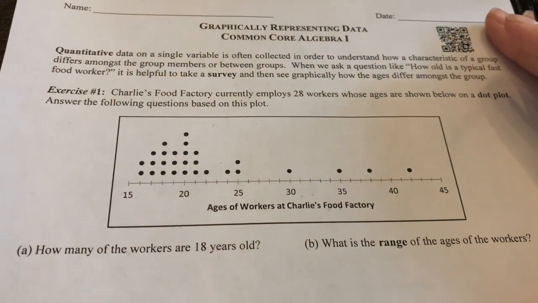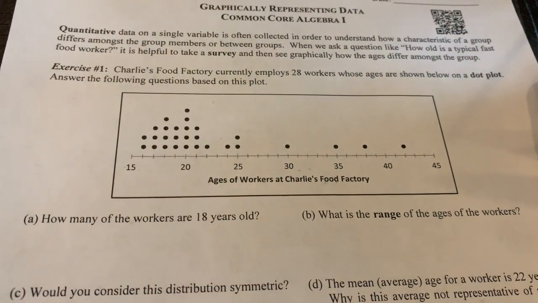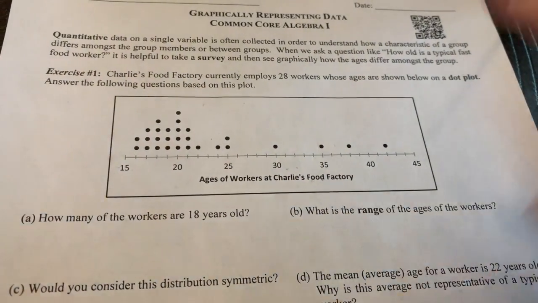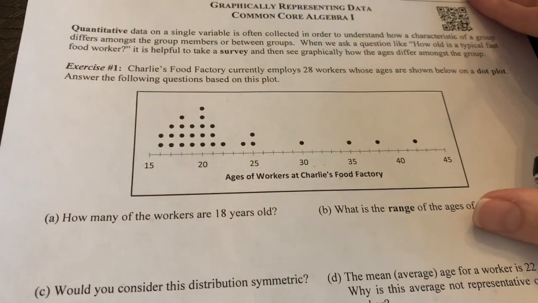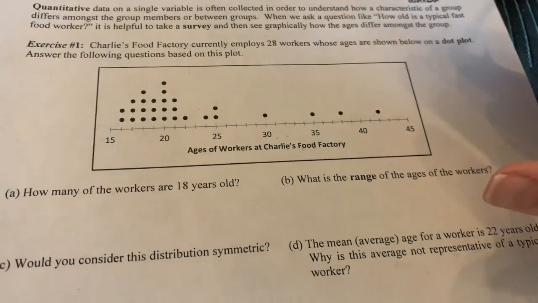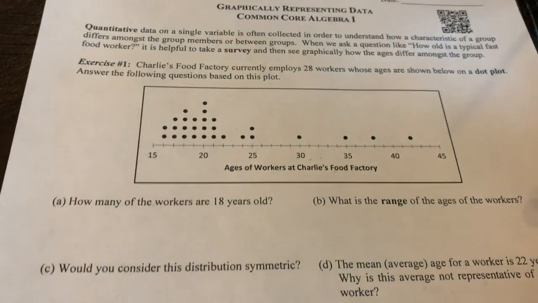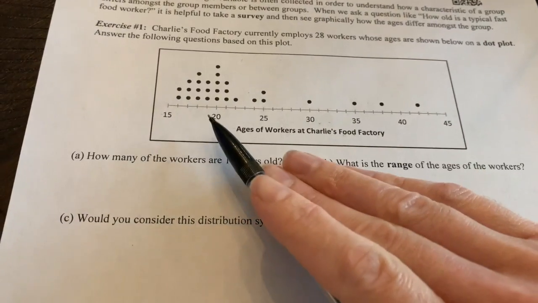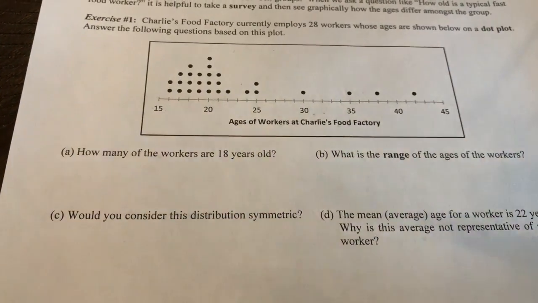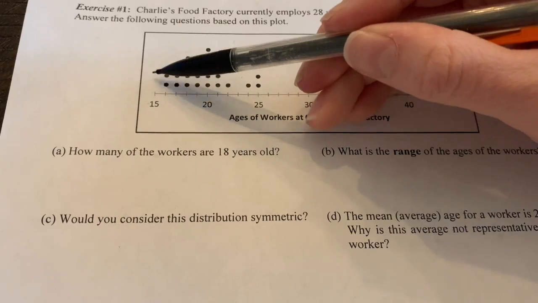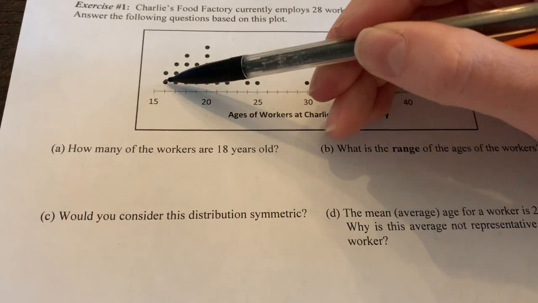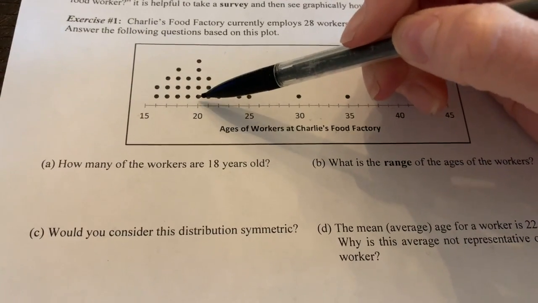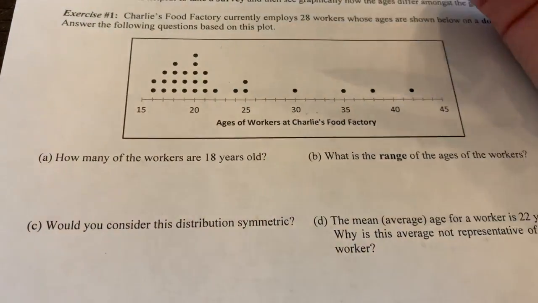So for exercise 1, we're looking at Charlie's Food Factory, which currently employs 28 workers, and these are their ages. Now this is a dot plot, which you first learned in 6th grade, I think. You probably did it even earlier than that, but in middle school you first learned it in 6th grade. A dot plot, as you know, shows the frequency of ages. So this is age 15, there's nobody at age 15. We start off at 16, there's 2 workers there. You can see the highest number, most people that work there are around 20 years old.